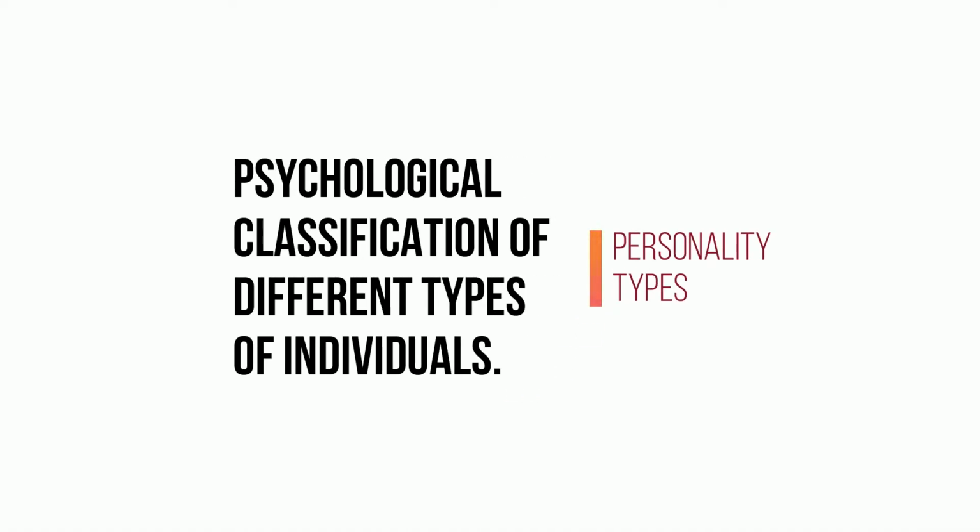So first of all, let's define what personality types are. In psychology, they refer to the psychological classification of different types of individuals. And there are different kinds of personality types. If you're doing your research, you can find maybe up to 8 types, but I'm just going to wrap them all up and summarize them into 2, the most common that we always use, A and B. So there's personality type A, and there's personality type B.